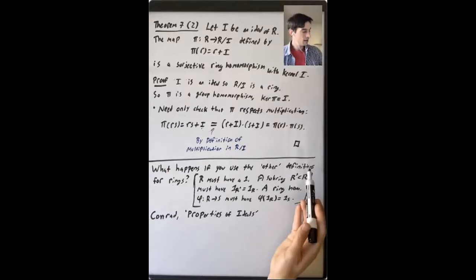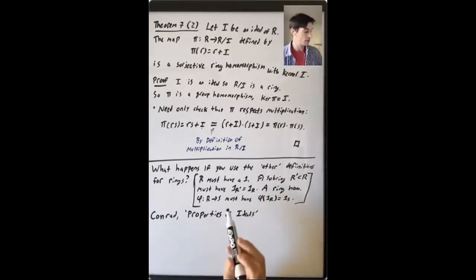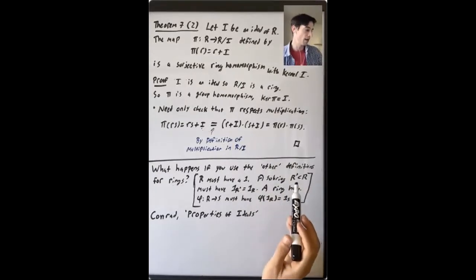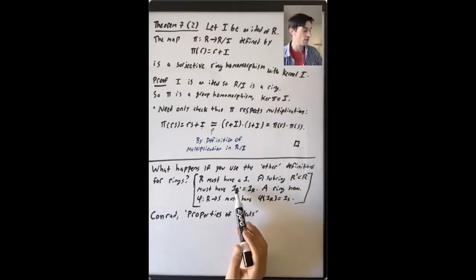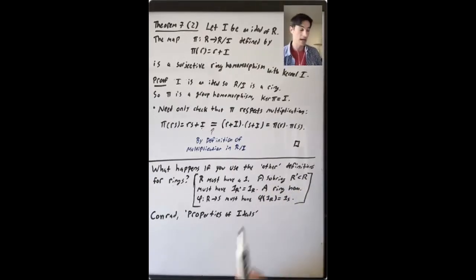So that's what I want to emphasize: how do these statements change if you change your perspective on what these definitions are? That rings must have a 1, a subring R prime of R must have an identity as well, and it must be the same as the identity of R, and that a ring homomorphism phi from R to S must send the identity of R to the identity of S. And I will just give you the answers by citing a document of Conrad called Properties of Ideals.